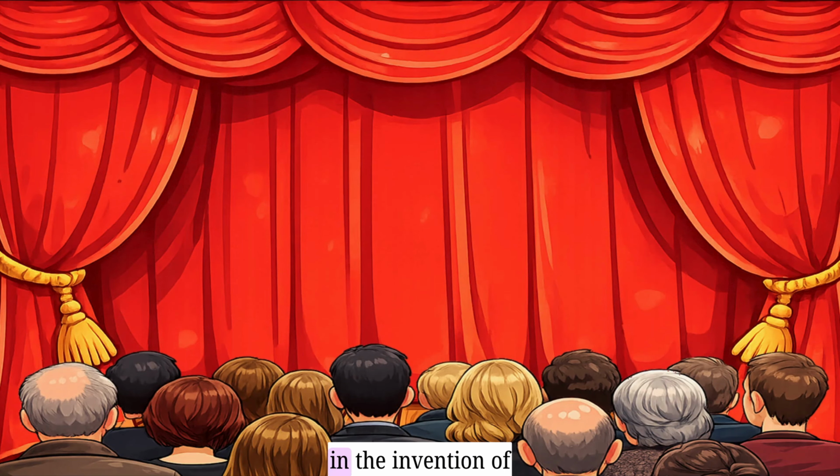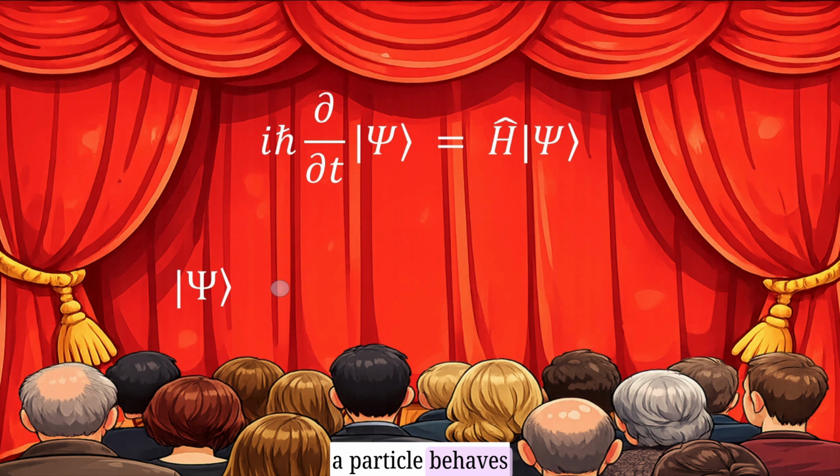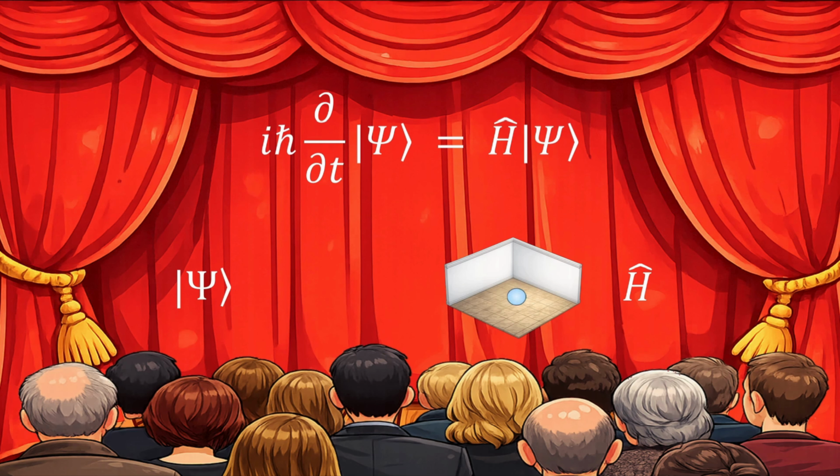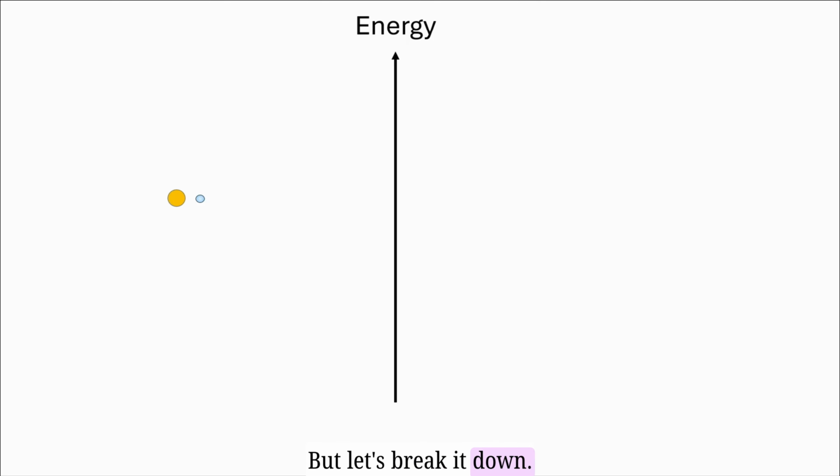A crucial step in the invention of the laser was the discovery of the Schrödinger equation. It described how a particle behaves in a given environment. This equation showed that an atom can only have discrete energy levels. But let's break it down.